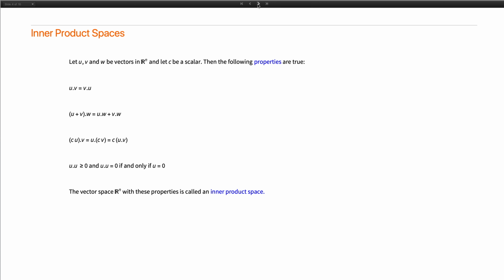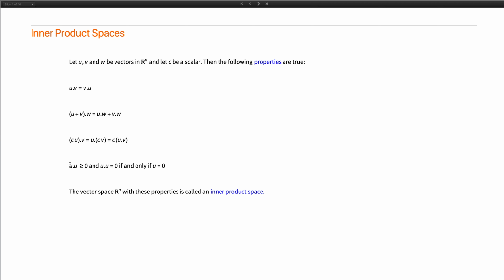Okay, on to a more formal discussion. We have something called an inner product space. Let's say you have u, v, and w being vectors in Rn and c being a scalar. Then u dot v is the same as v dot u, so this operation is commutative. If you do u plus v dot w, that's the same as doing u dot w and v dot w and then adding them. And the scalar c could be anywhere in the operation, either on the left, or in the middle, etc.